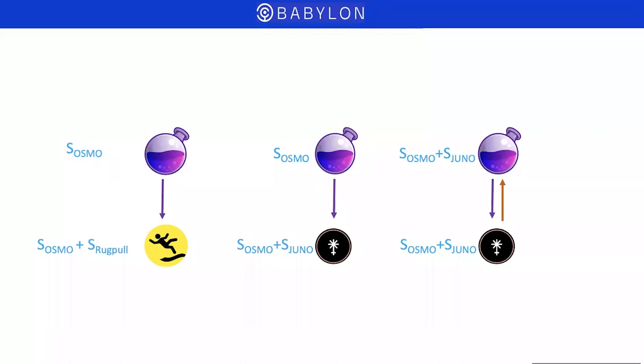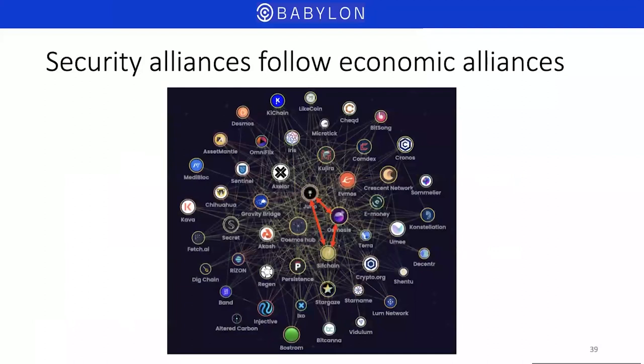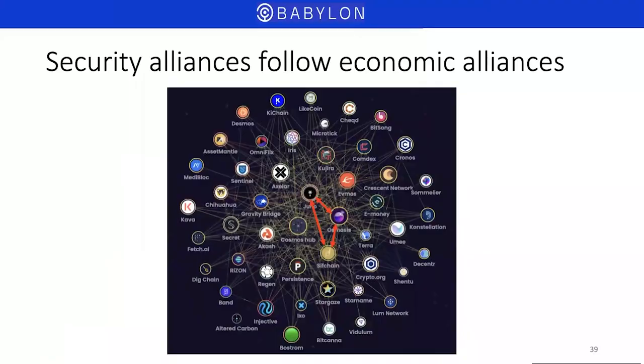Okay? All right. So I find that quite interesting because the whole point of the interchain is you have these sovereign chains, as though they're countries, having economic alliances through IBC. What we're observing here is that security alliances can follow naturally from economic alliances, which I think is quite interesting and can be developed further, I believe. Thank you, David.